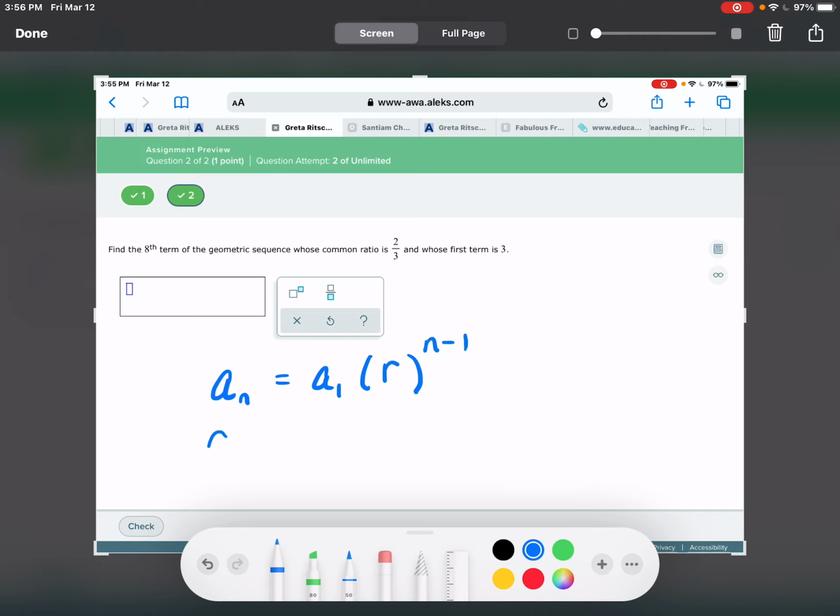All right, so I'm looking for the 8th term, and I have a first term, I have a ratio, and 8 minus 1. So I'm going to need to do 2/3 to the 7th power times 3.